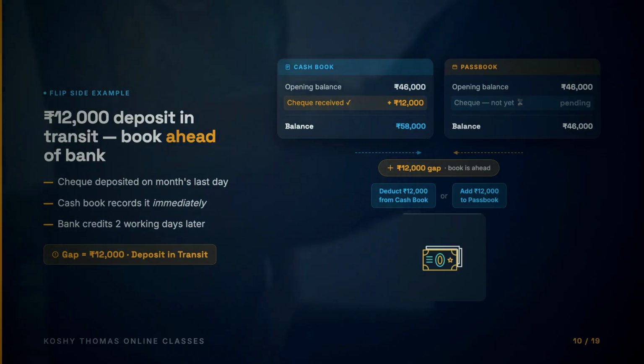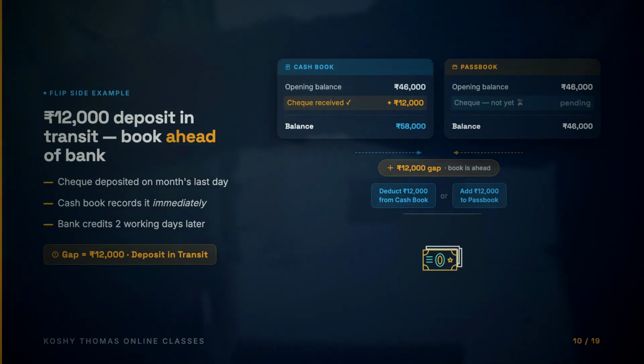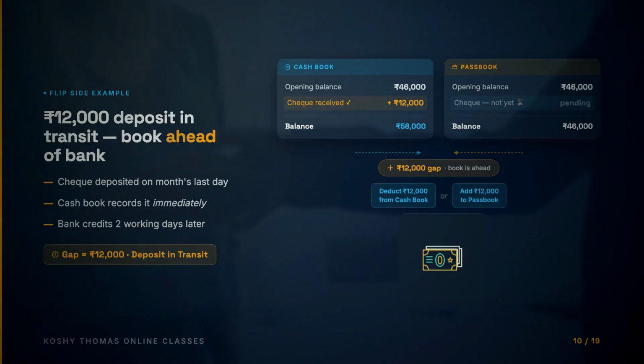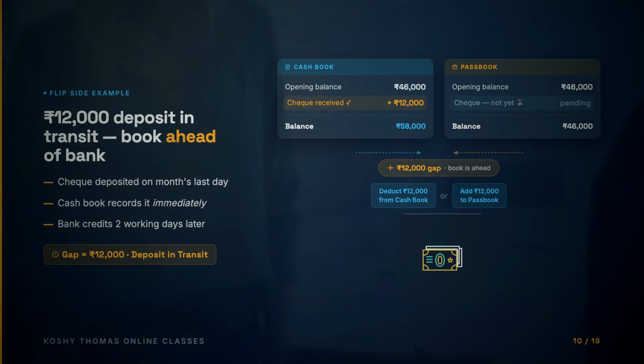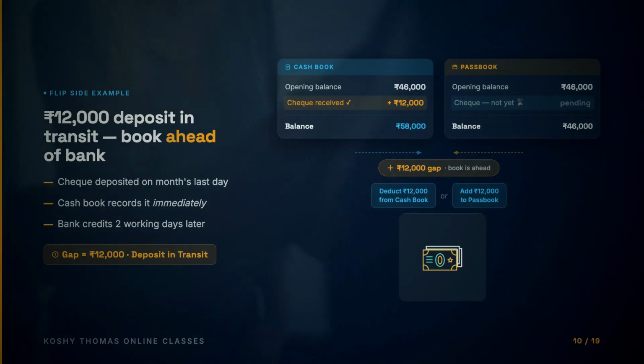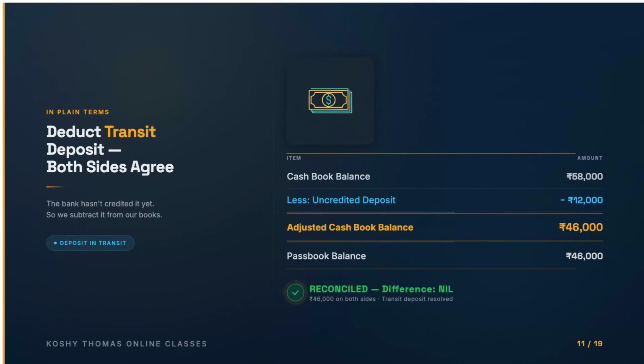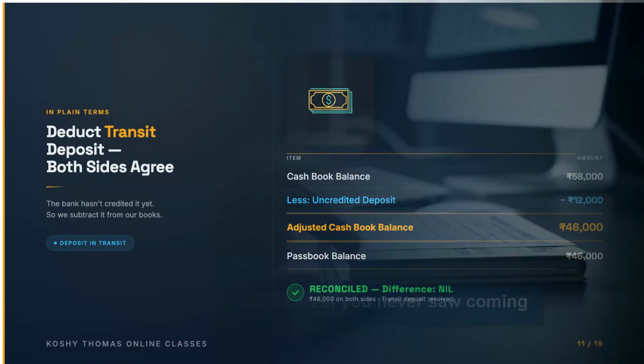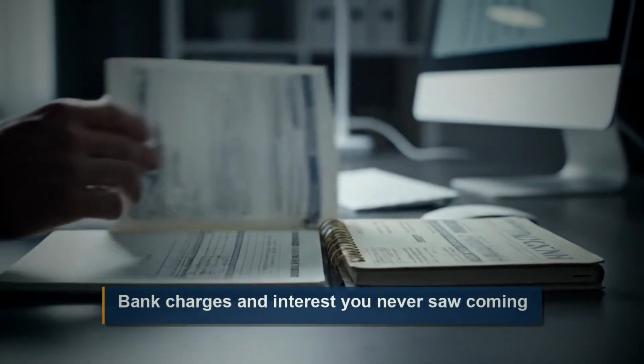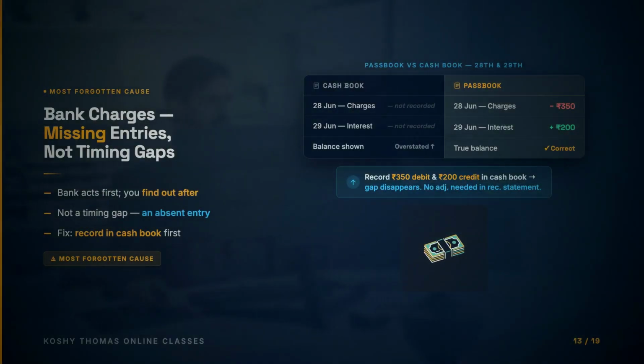In the reconciliation, you deduct this from the cash book balance, or add it to the passbook balance, depending on which side you are reconciling from. The logic is always the same, find the timing gap and adjust for it. 2 sides, same logic. See how the adjustment mirrors perfectly whether you start from the cash book or the passbook.